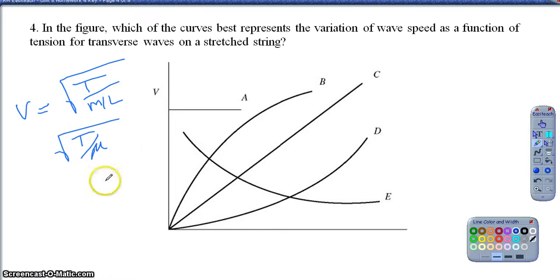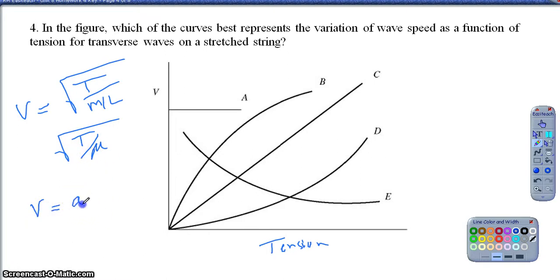So if I look at this equation, I'm plotting velocity versus tension, and if I look at just that, it's a relationship that relates to the square root of the tension, right? So the velocity, which is my output value, relates to some constant, right?